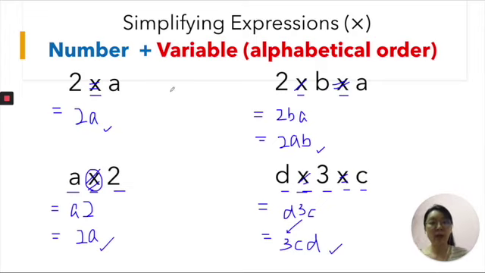So I have number and variable. I can throw away the multiplication. And then I put number first. Then alphabet A, B, C accordingly until Z.